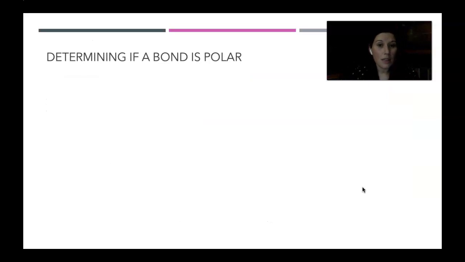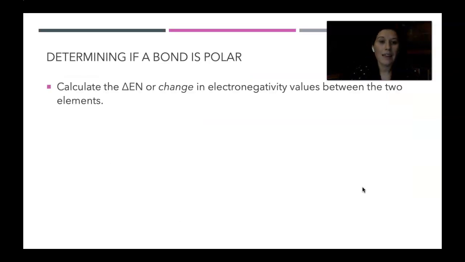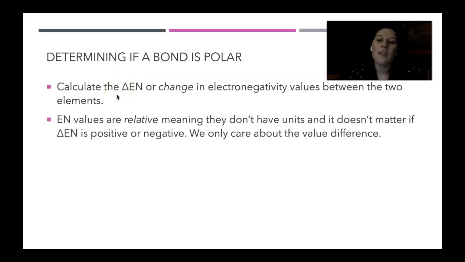Okay, so let's determine if a bond is polar. We are going to calculate the delta EN, or the change in electronegativity value between two elements. That little triangle there is a Greek delta, which means change in or difference. Electronegativity values are relative, meaning they don't have units, and it doesn't matter if the value itself is positive or negative. We only care about the magnitude of the value. So it doesn't matter which value we subtract first. I always do it so I get a positive number. So I do my largest number minus my smaller number.